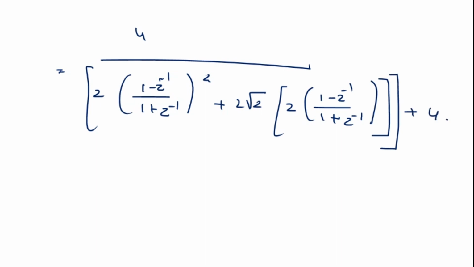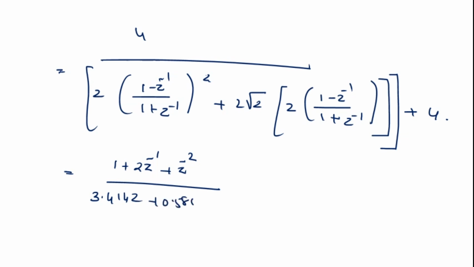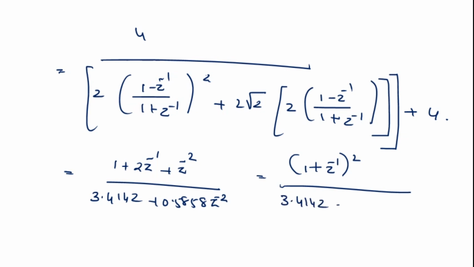which is equal to, after simplification, 1 plus 2 Z inverse plus Z to the power minus 2 divided by 3.4142 plus 0.5858 Z to the power minus 2, which is equal to (1 plus Z inverse) whole square divided by 3.4142 plus 0.5858 Z to the power minus 2, which is the required answer.